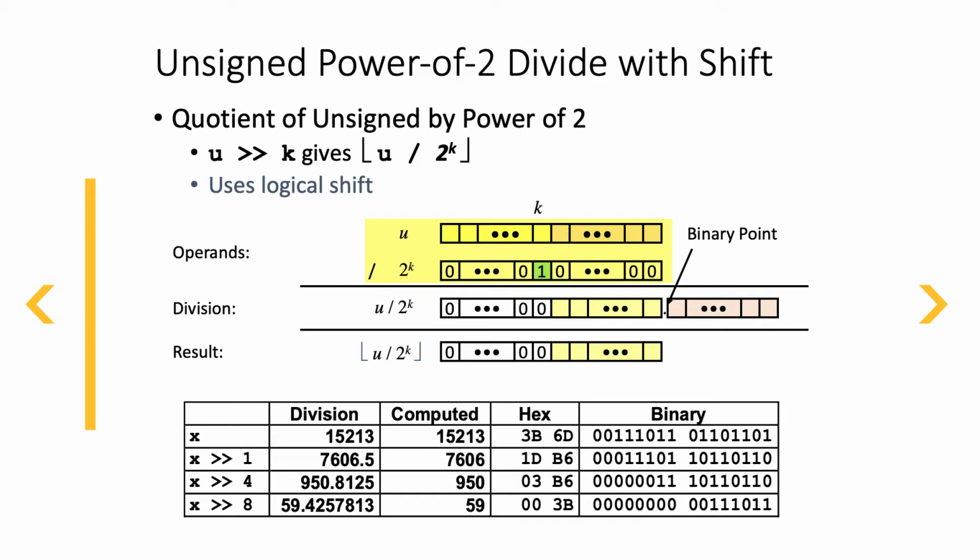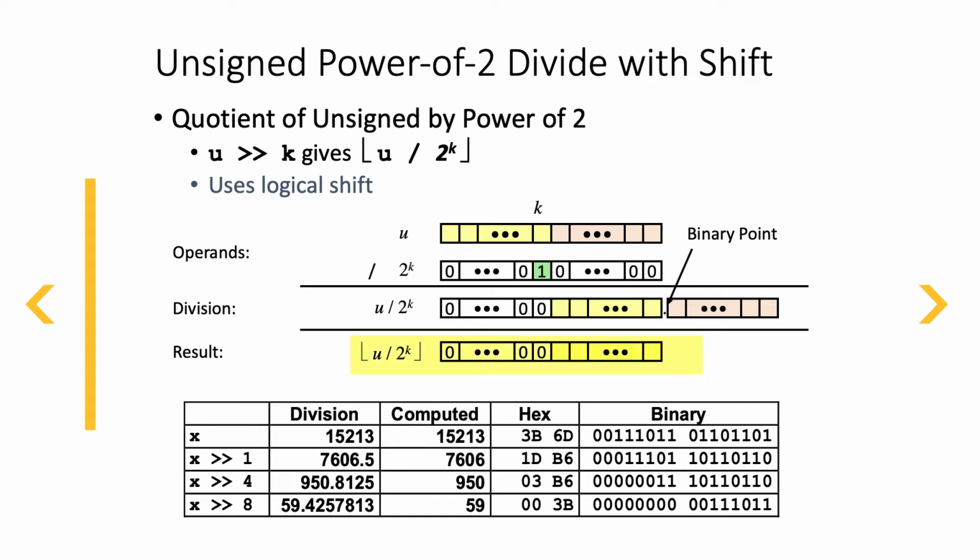So we take those operands and we shift everything over. We shift u over by however many places k gives us. And we'll have some stuff past the binary point. So u divided by 2 to the k could potentially give us fractional values, and that's a problem when we're dealing with integers. So that's why we take the floor, and that gives us our final result.